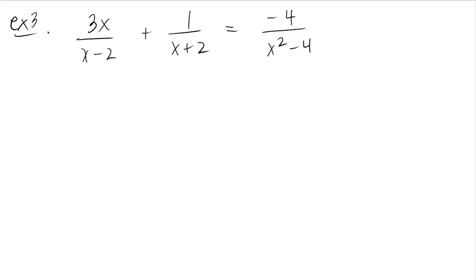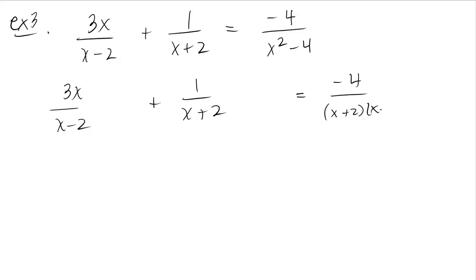Recall, to solve an equation like this, we want to multiply every term by the greatest common factor. And to discover the greatest common factor, you probably want to factor this polynomial on the right here. So this is 3x over x minus 2. The second term is 1 over x plus 2. And that last denominator is x squared minus 4, which is a difference of squares. It factors to x plus 2, x minus 2.